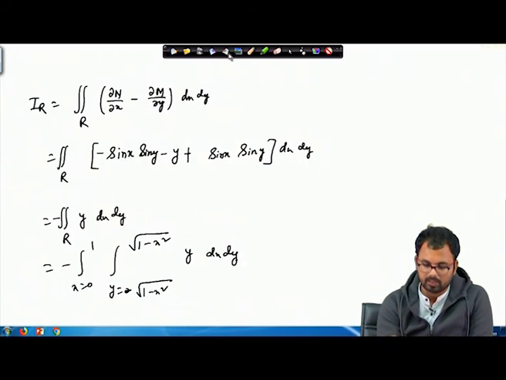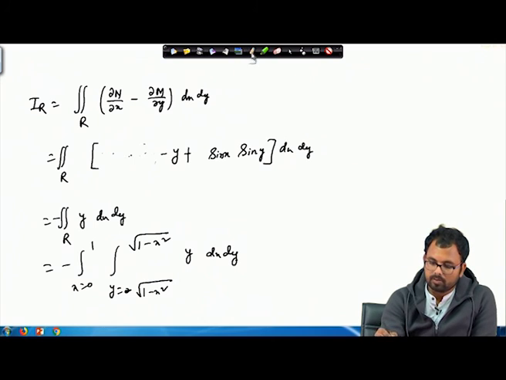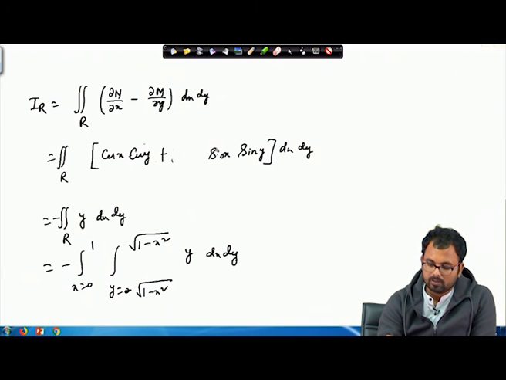So, ultimately here we will obtain cos x cos y plus x minus cos x cos y. So, ultimately what we will obtain here is the integral of x dy dx.